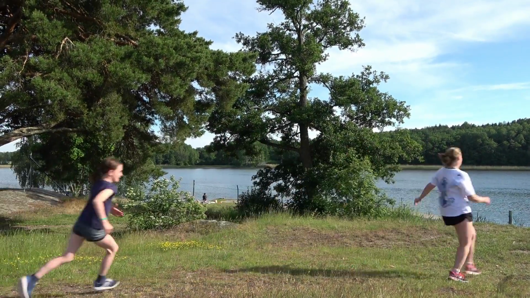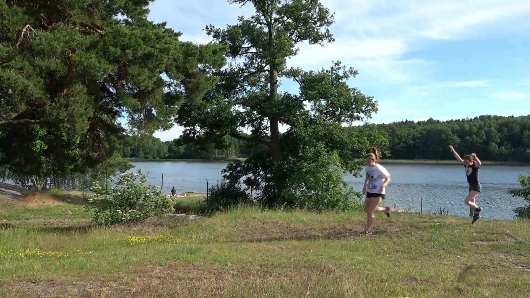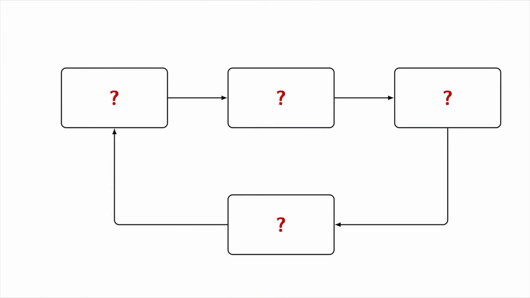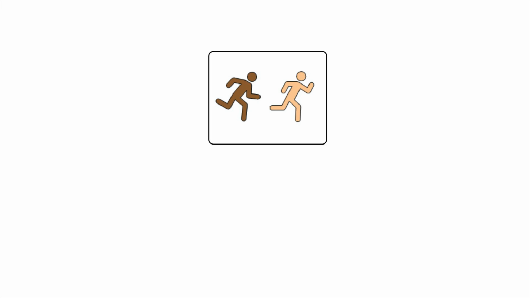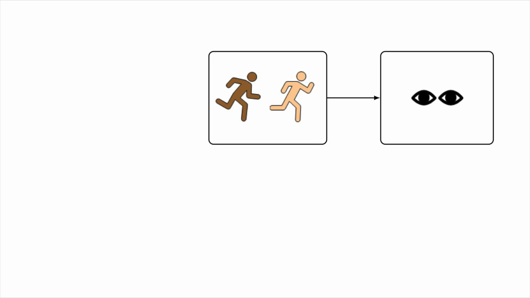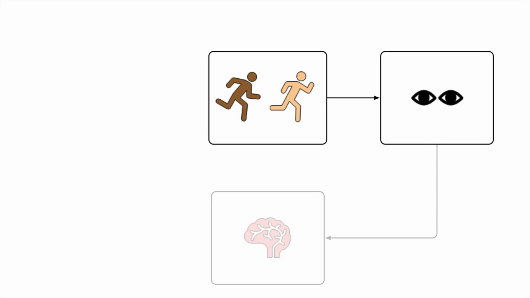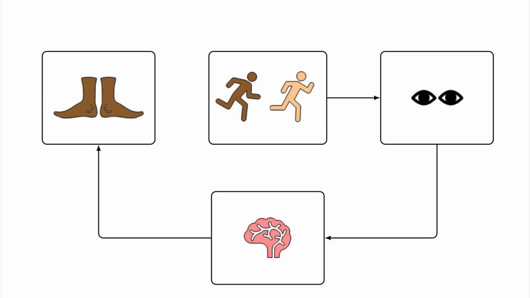Let's see what chasing has to do with control. For this, again, we will build a block diagram. Now, the task is to follow and chase after another person. With your eyes, you can see where the other person is. You then use your brain to decide which direction and how fast to run. And you use your legs to run in the direction of the other person. This is yet another control loop that is familiar to you.